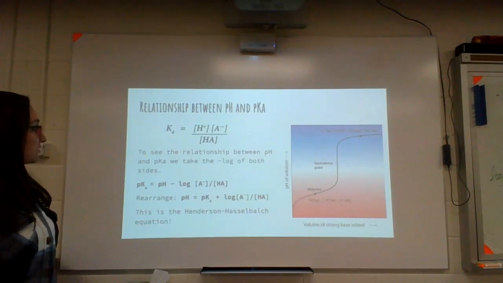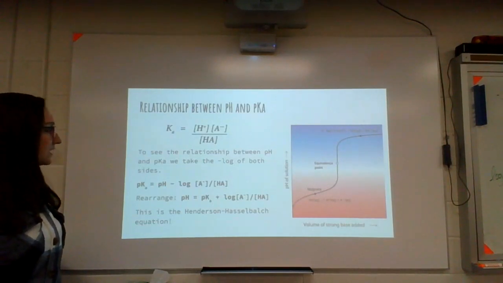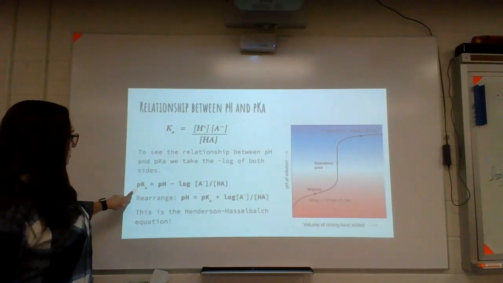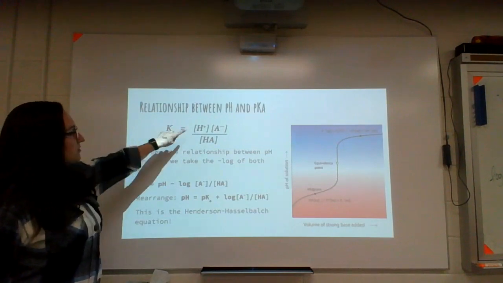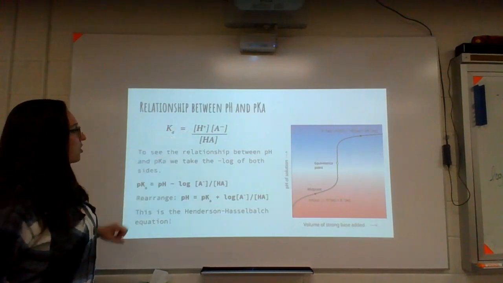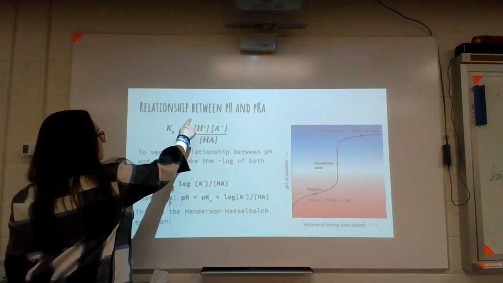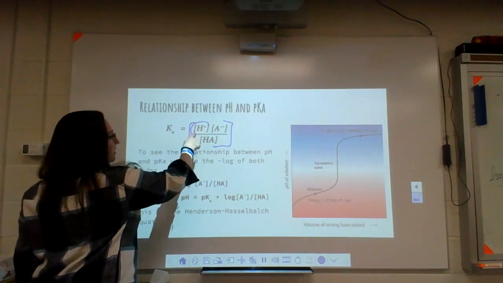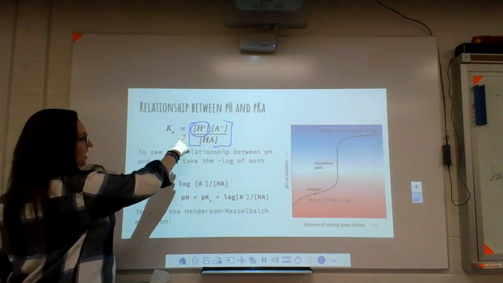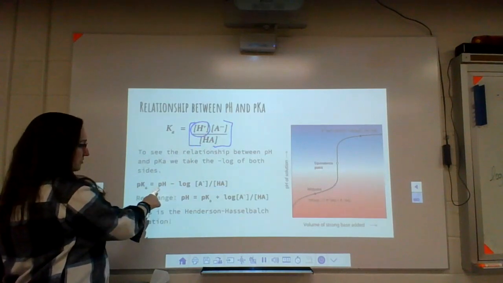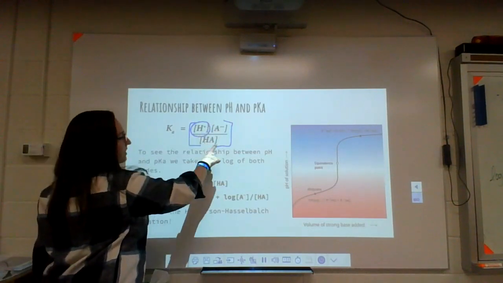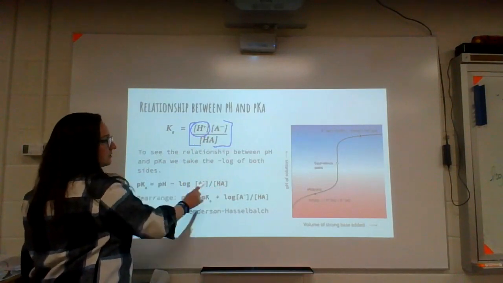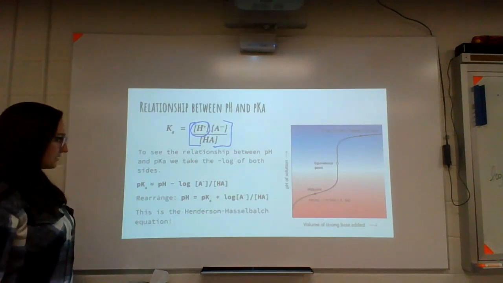So to see the relationship between pH and pKa, we need to take the negative log of both sides. So we'll take the negative log of the Ka, which gives us pKa. And then we'll take the negative log of this expression. I can separate out the concentration of the hydrogen ion. Negative log of this will give us the pH. And then I'm left with the concentration of the conjugate base divided by the concentration of the acid.